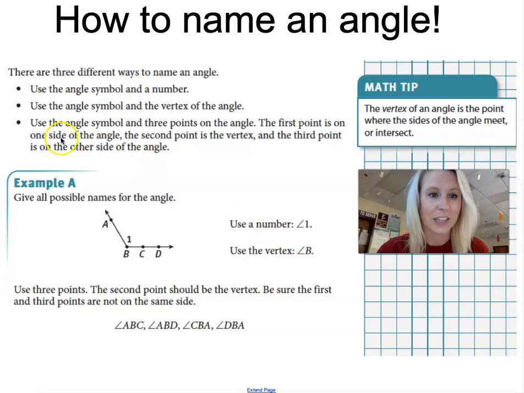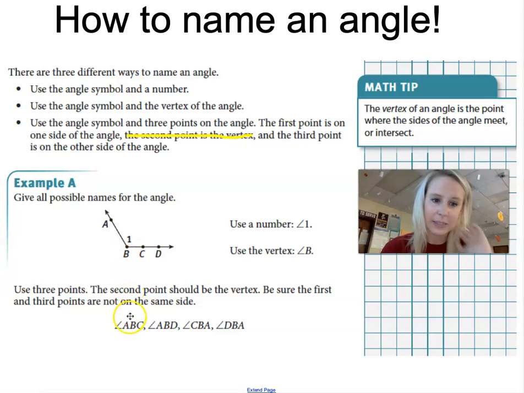The last way to name an angle is to use the angle symbol and then 3 points of the angle. The first point is on one side of the angle, the second point is the vertex, and the third point is on the other side of the angle. So that is the most important thing right there. The second point has to be the vertex. I didn't mean to go through that like that. So point or vertex B has to be in your name every time.